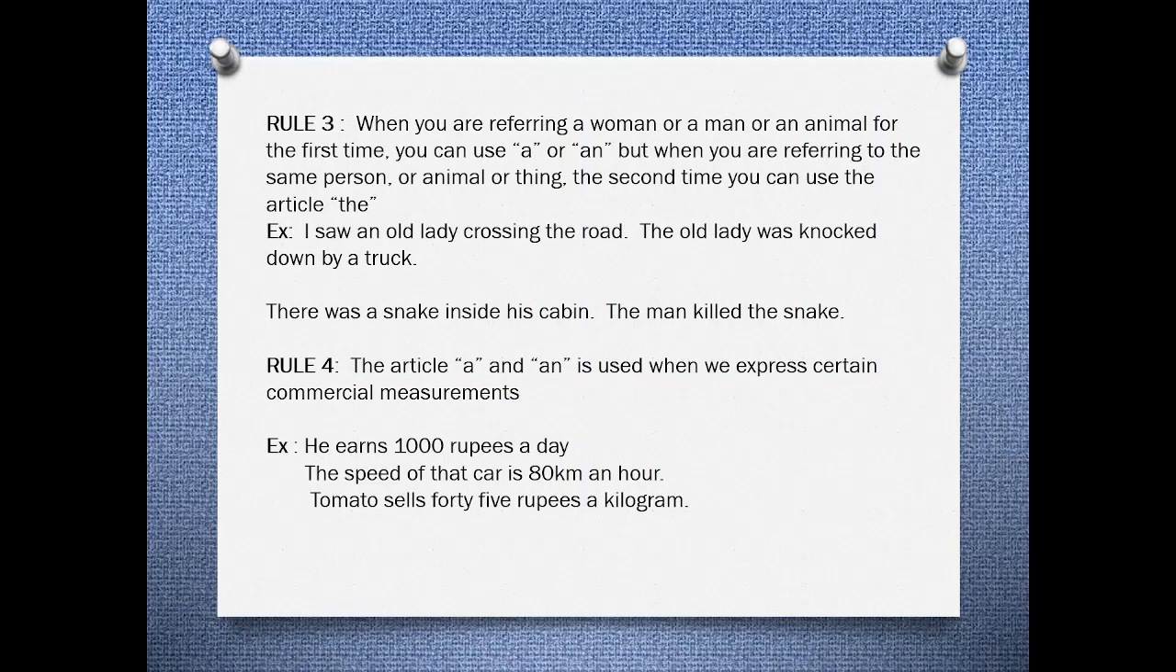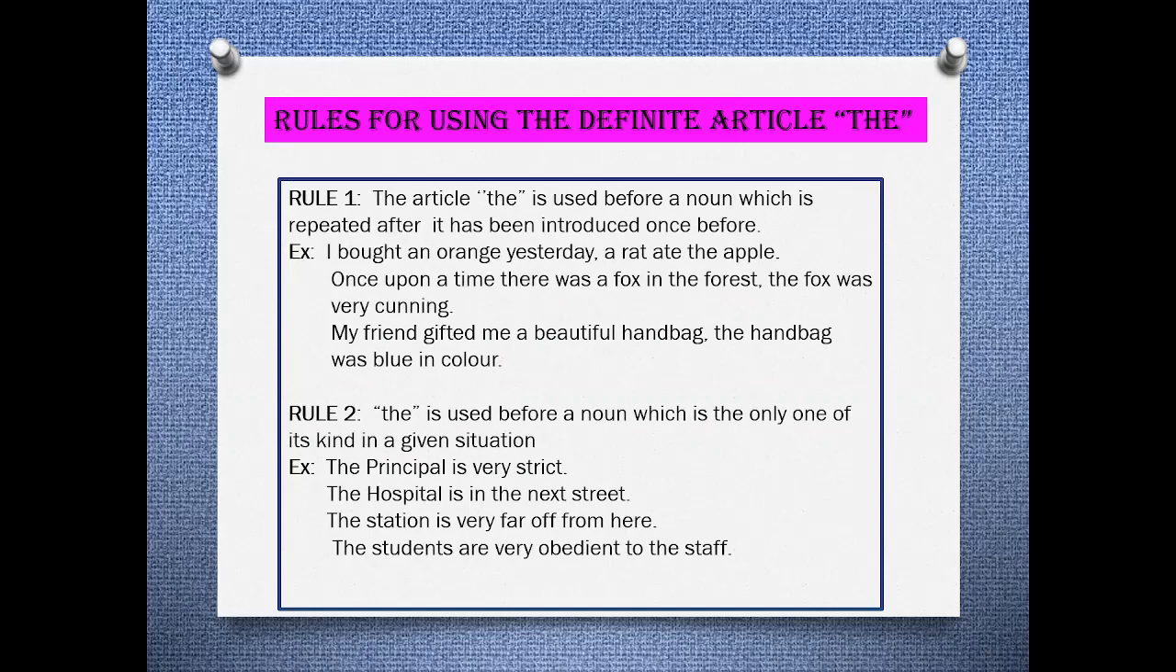Now the rules for using the definite article the. The article the is used before a noun which is repeated after it has been introduced once before. See what I have been telling you in the previous slide. That is what we are emphasizing in this slide. I bought an orange yesterday, a rat ate the apple.